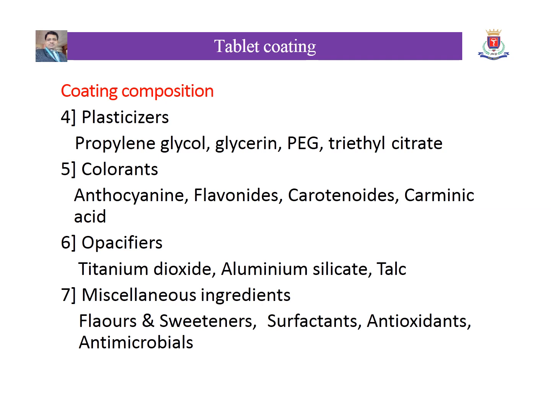Plasticizers play an important role in coating composition. The examples of plasticizers are propylene glycol, glycerin, PEG, triethyl citrate, etc. Colorants include anthocyanin, flavonoids, carotenoids, carminic acid, etc. Opacifiers are also added in coating composition. Titanium dioxide is the most widely used opacifier. However, aluminum silicate and talc may be used. Some miscellaneous ingredients may be used: flavors, sweeteners, surfactants, antioxidants, and antimicrobials.